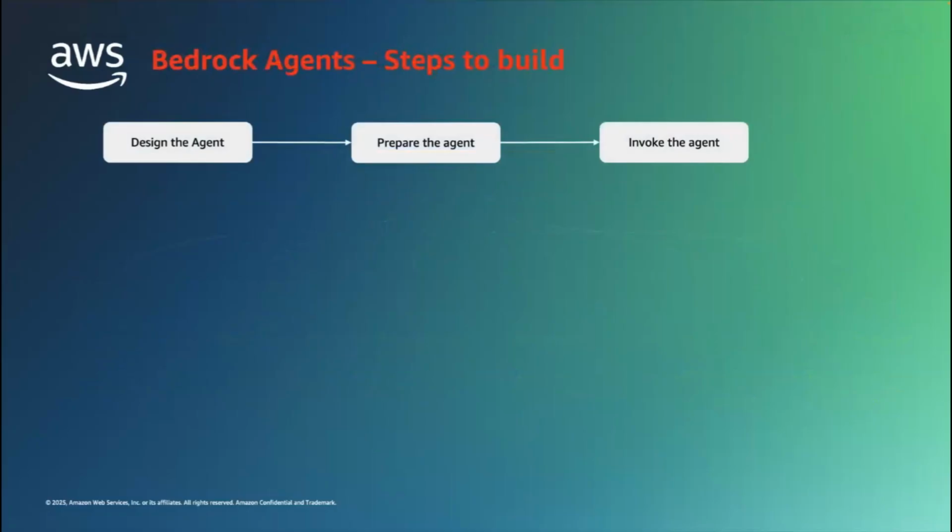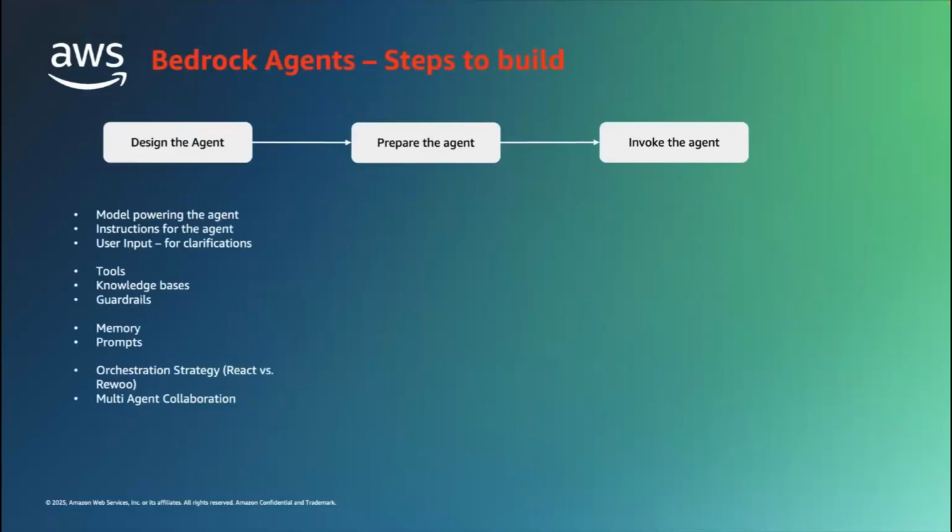Essentially, to build a Bedrock agent, there are only 3 steps. Step 1 is about designing the agent. Step 2, you prepare the agent. Think about compiling the agent to operate. Finally, you can invoke the agent. Most of the activities happen in designing the agent. All the components that we looked at in the previous slide are the ones that need to be configured during the design of an agent.